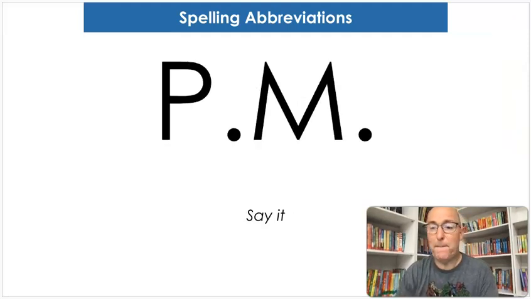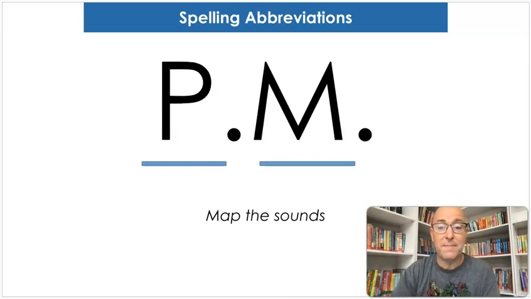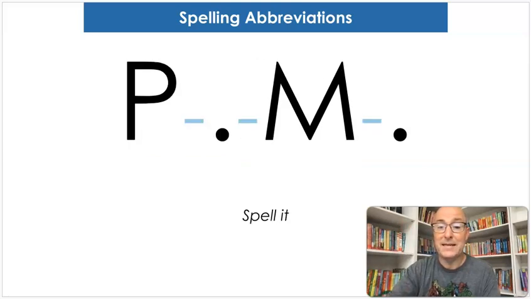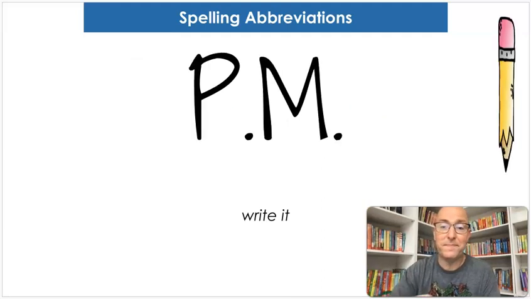Our next one is PM. Say PM. We know that's afternoon. Map the sounds. P, M. PM. Spell it. Capital P, period, capital M, period. And write it. Capital P, period, capital M, period. Some people do informally write it with lowercase, but we're going to stick with the uppercase.